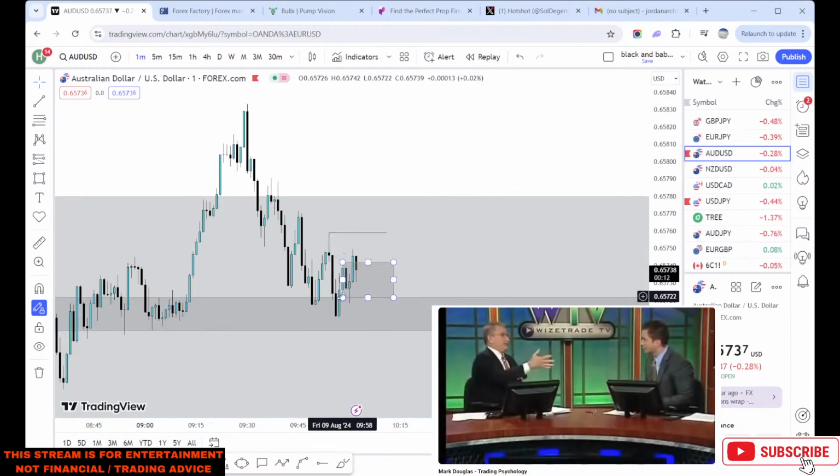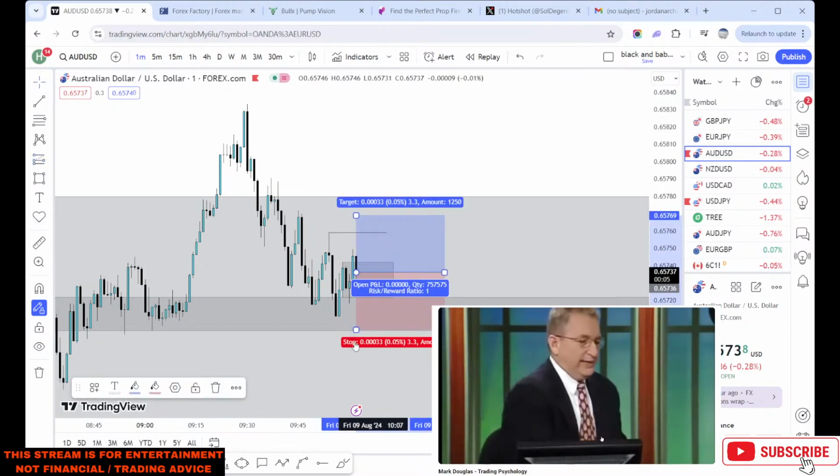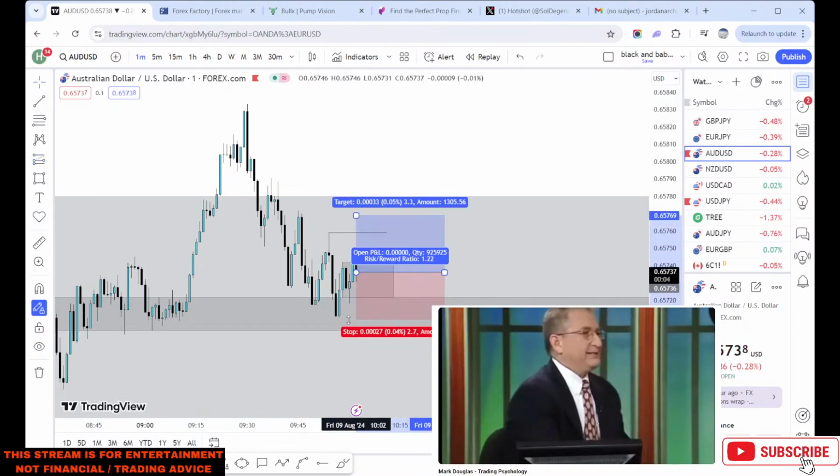Is there a market structure shift at this point? Absolutely. Technically, this is a mitigation block. These are exercises in how to think like a professional trader. We went long right here. Stop loss would be about 3 pips.